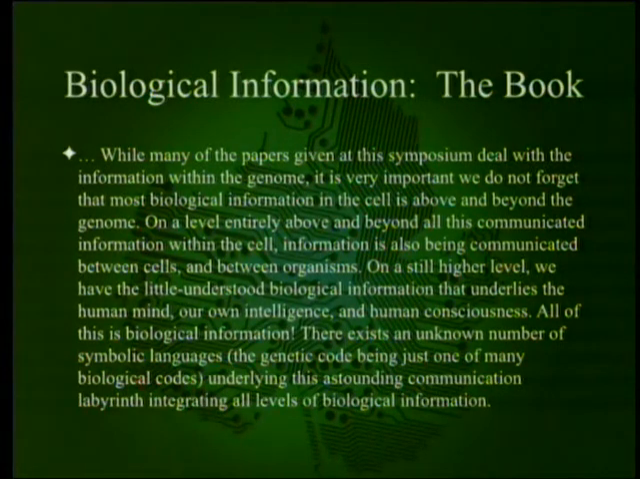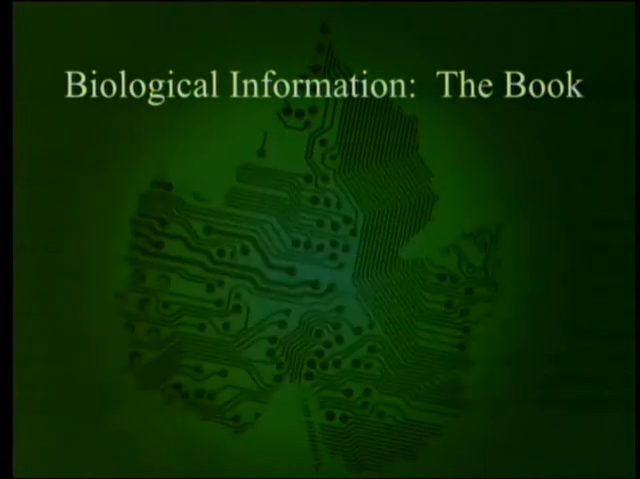On a level entirely above and beyond all this communicated information within the cell, information is also being communicated between cells and between organisms. On a still higher level, we have the little understood biological information that underlies the human mind, our own intelligence and human consciousness. All of this is biological information. There exists an unknown number of symbolic languages, the genetic code being just one of many biological codes, underlying this astounding communication labyrinth, integrating all levels of biological information.